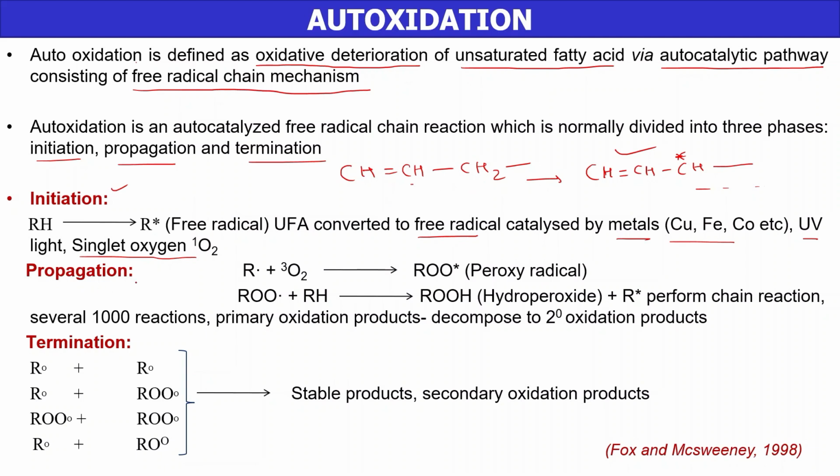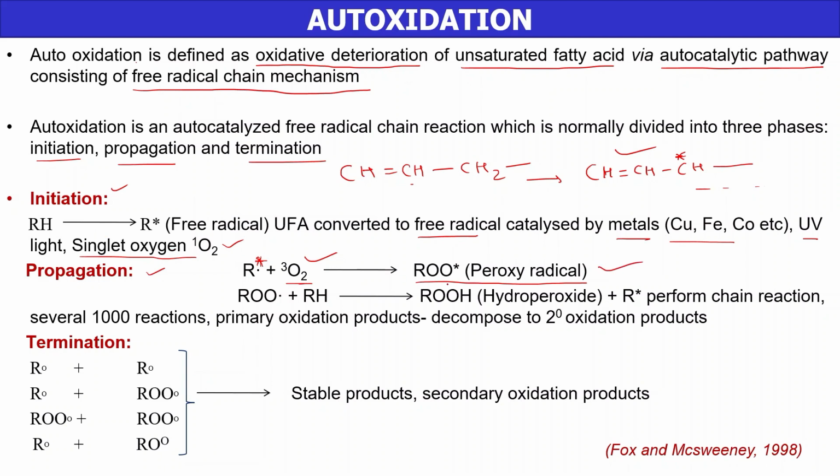Now what happens during the propagation step is that the free radical formation which has taken place, so this is the free radical, combines with the triplet oxygen. So here this is triplet oxygen to form the peroxide radical. So here we can see that triplet oxygen is involved in the propagation step, whereas singlet oxygen is involved in the initiation step. So there is formation of peroxide radical.